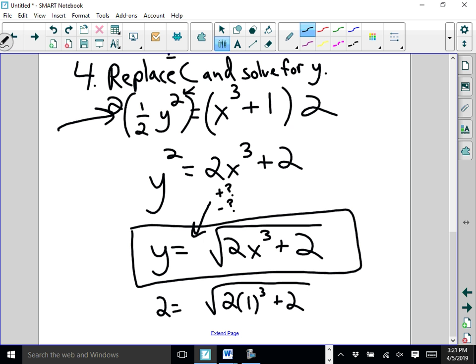But if my initial condition was 1, comma negative 2, then negative 2 wouldn't equal the square root of 4. Negative 2 would equal the negative square root of 4. So that's how we'd know to put a negative out front. There are lots of little touchy things with this that we can go through. But there's our answer: y equals the positive square root of 2x cubed plus 2. That is our solution. I'm going to show you one more.